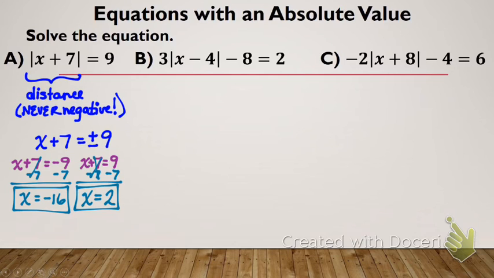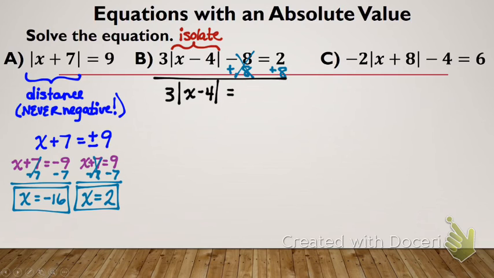What do I do on something like part B where it's not just my absolute value? Simplify. I need to isolate the absolute value. So there's two pieces outside the absolute value. There's the 3 in front of it, and then there's the minus 8 on back. What do I get rid of first? The minus 8. So we're going to add 8 to both sides. So I end up with 3, and then absolute value of x minus 4 is equal to 10.